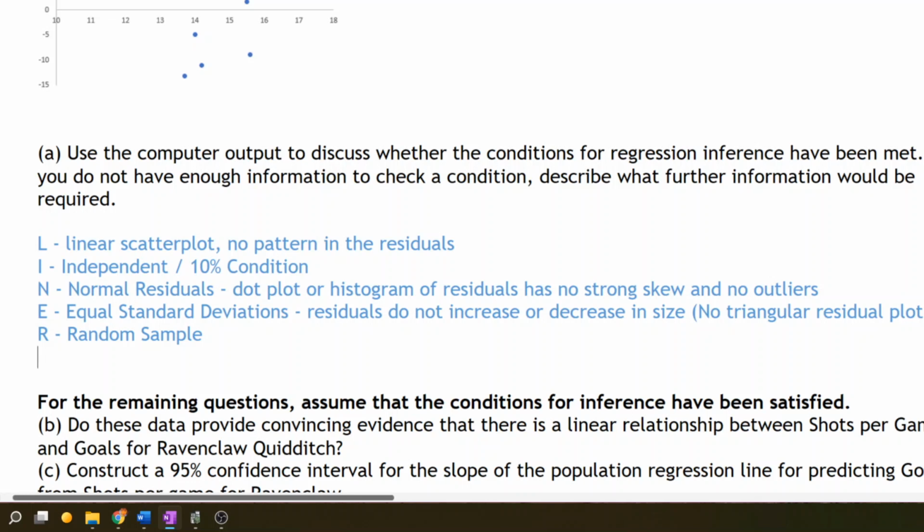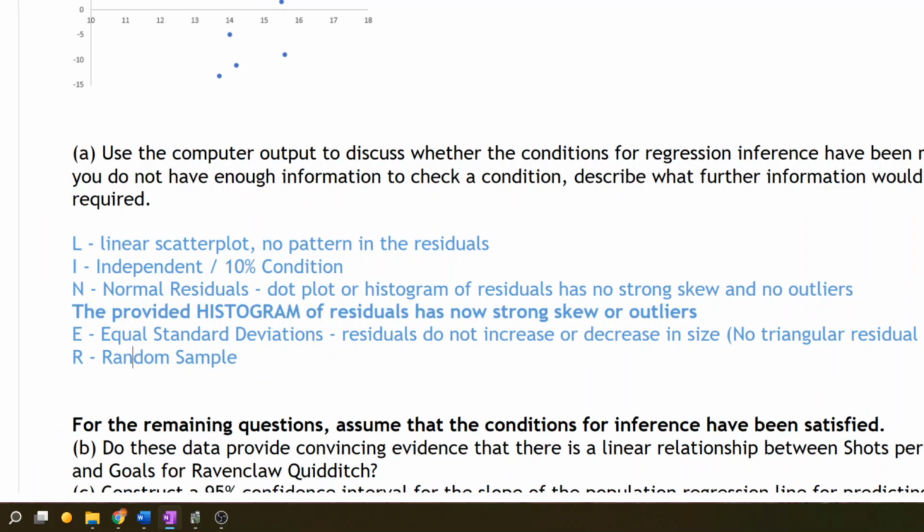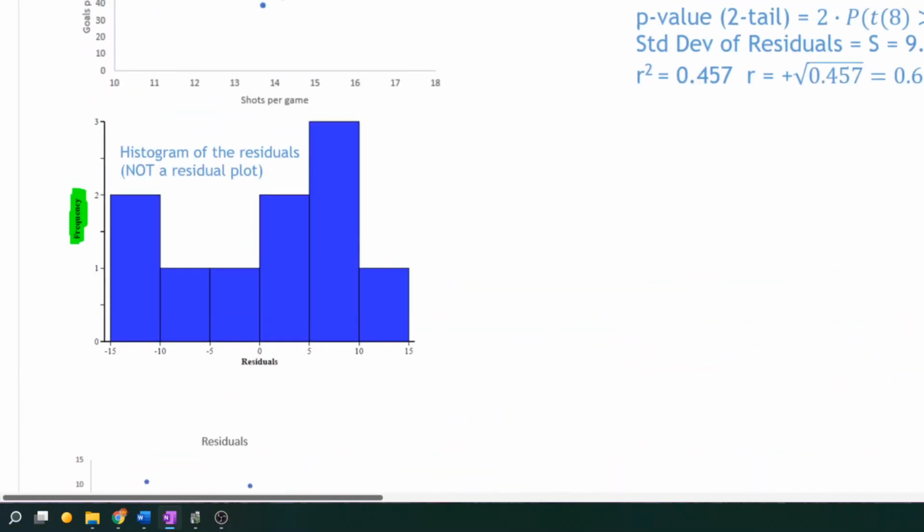So let's do the ones that are pretty easy for us. First of all, the provided histogram of residuals did not have a strong skew or outliers. Again, that's this graph over here. No strong skew, no outliers.